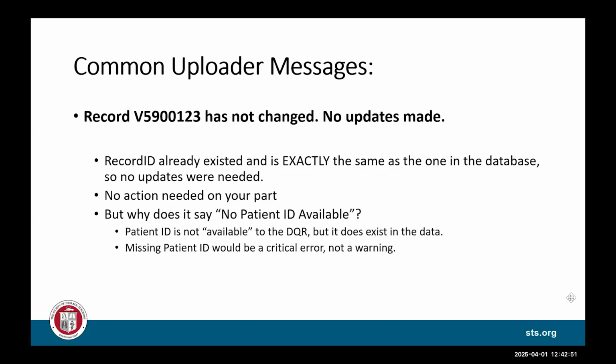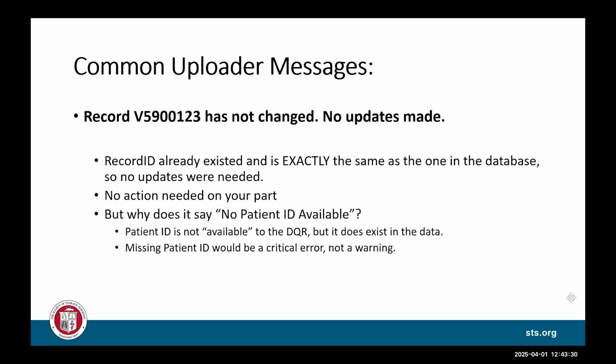I don't want to bore you too much with the technical details, but they start with the record ID. They find your record ID in the file, they find it in the database, and they compare every value on that record. And if there's even just the slightest change anywhere on any of those values, then it's considered an update, and we update the entire record. But if they're identical, then we don't need to do anything with the file or with the record, because there's no change to be done in the database. What you're sending us is exactly what we already have.